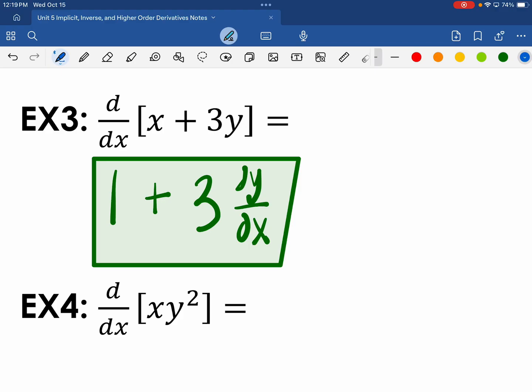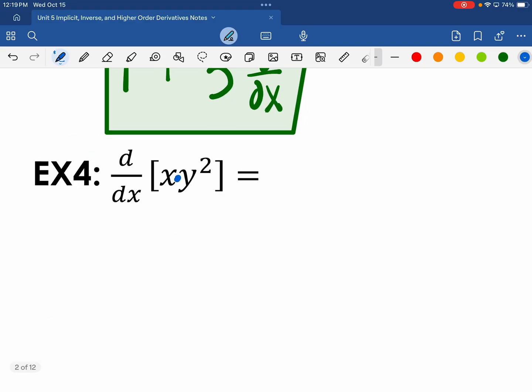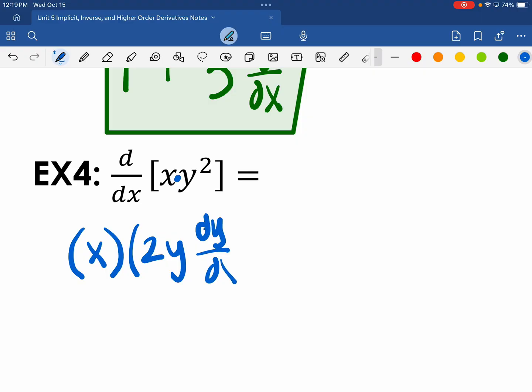What rule am I using on this one? Product rule, because you're multiplying the x and the y together. 2xy. All right, so x and then the derivative of the y, which is 2y, times dy dx. Let me explain what I'm doing right here. So I'm doing product rule. This is the first function. The first function is just plain old x. This is the derivative of the second. And when I'm differentiating this y term, I have to multiply by dy dx because it's a y term, not an x term.